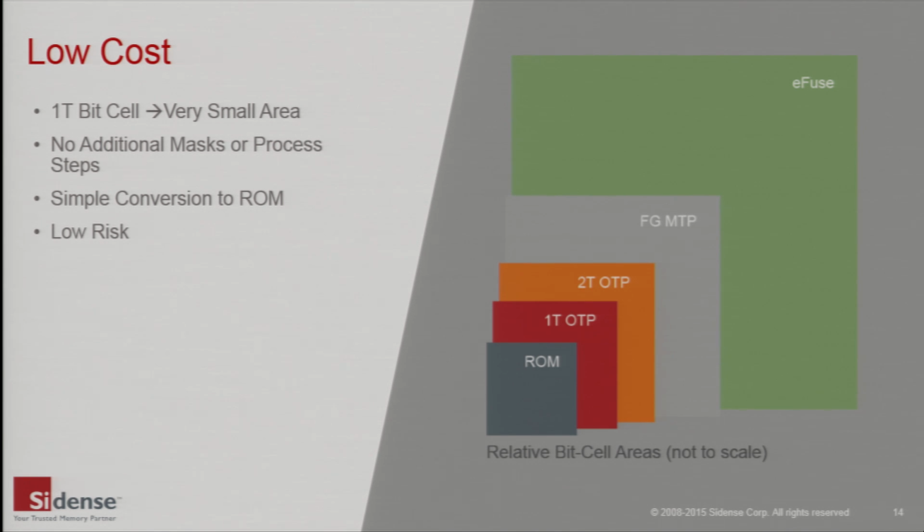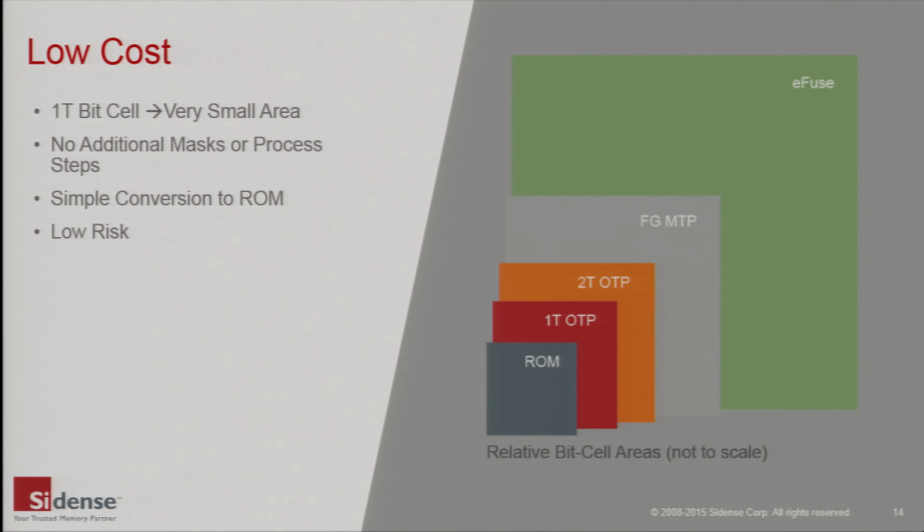Cost is often the determining factor in market adoption. Having great features is not enough if the cost point is not right. Cost contribution from an OTP perspective can come in many guises. Area is the most obvious one. Test time for programming, perhaps less obvious.